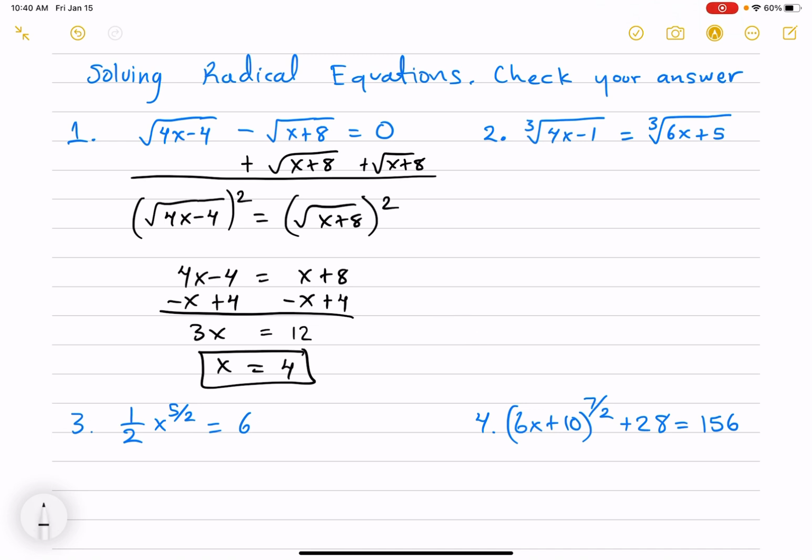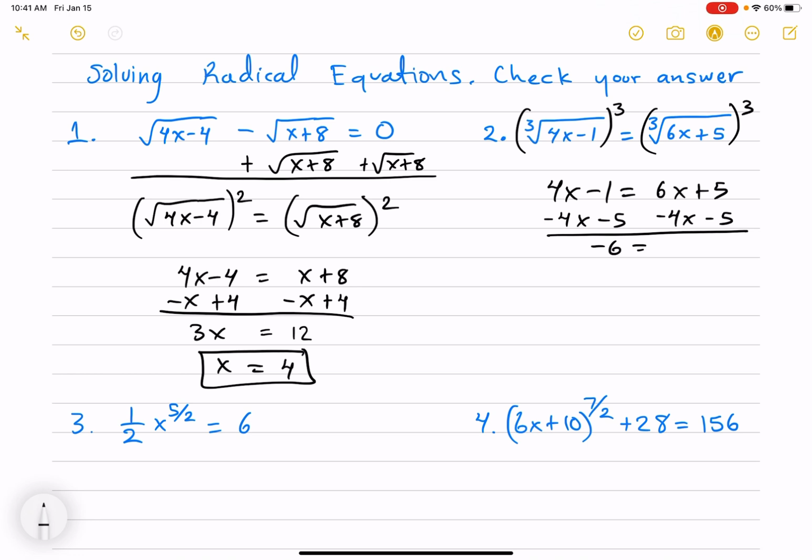Okay, now let's go ahead and solve example number 2. Notice how the radicals are already by themselves, isolated, one on each side. So all we have to do is get rid of that cube root by raising both sides to the third power, leaving us with 4x minus 1 equal to 6x plus 5. Moving all the variables to one side and all the numbers to the other side, we're going to get that 2x is equal to negative 6, telling us that x equals negative 3 if we divide by 2 on both sides.